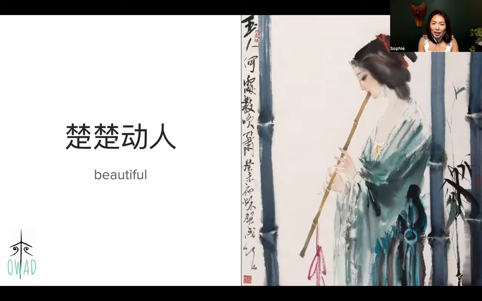And in English, we have beautiful. I don't exactly know the origin of the English, like what's the foundation of beauty? But in 楚楚动人, the Chinese expression, the foundation comes to this bush, this vibrantly growing bush. That shows the life, the vitality on girls.